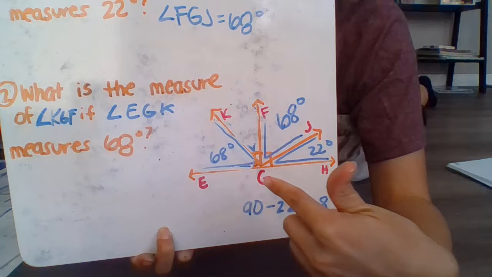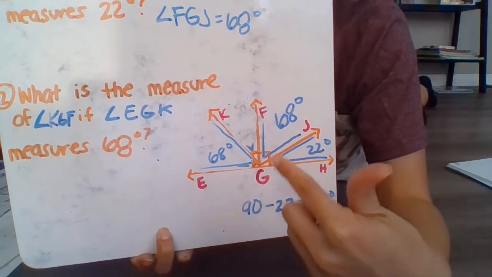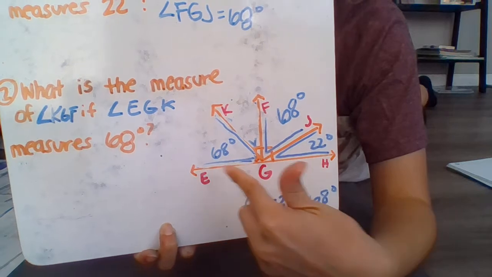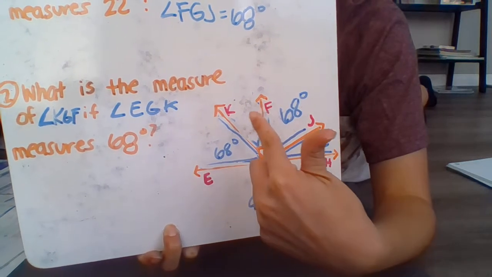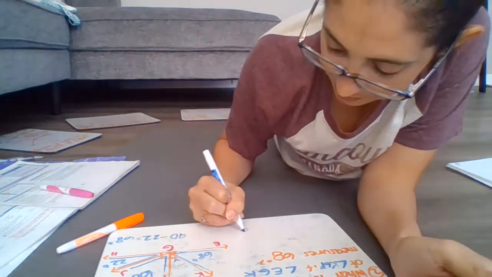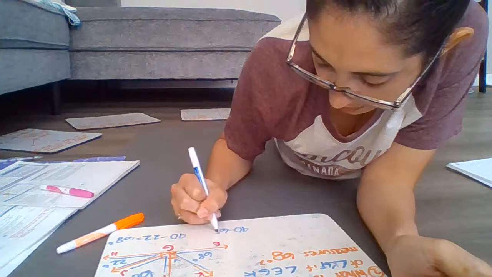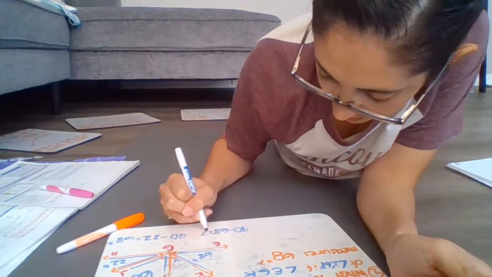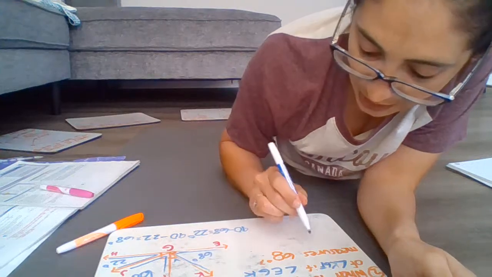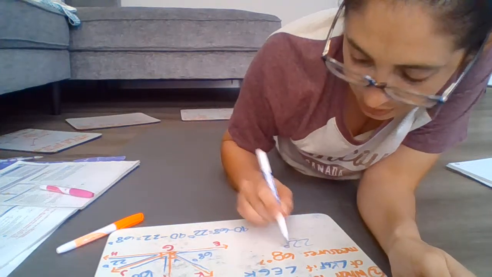Okay. So, EGK. EGK is 68 degrees. I need to figure out my missing part. So my whole is 90 degrees and my part is 68. I need to find the missing part. So I take my whole, 90 degrees, and I subtract my part and I get to my missing part. So 90 minus 68 is equal to 22 degrees.